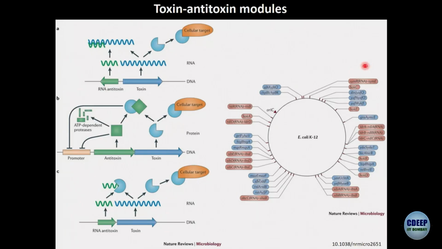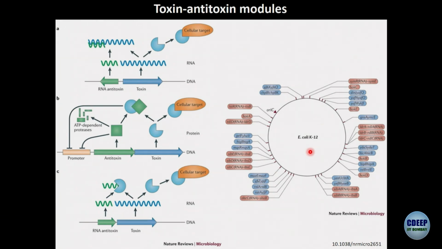Now you see, this is the number of toxin-antitoxin modules the E. coli has. Can you imagine? I am not even naming them, I am not even showing them. This is the number of toxin-antitoxin modules E. coli K12 has. Simple E. coli K12 has this many. So you can imagine the number of subpopulations that can arise due to fluctuations in the expression of these toxin-antitoxin modules, out of these so many, right?